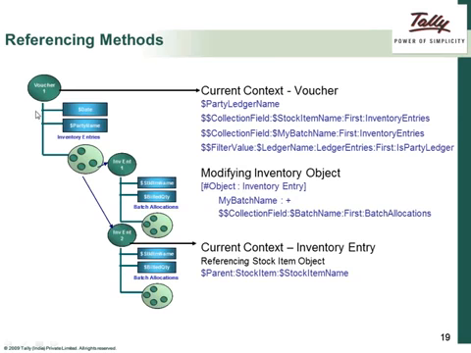So this is one example. Assuming that the current context mentioned that the report level is object voucher. Then when you write $party ledger name, you get the party ledger name. When you write the $collection field, the $stock item name first inventory, you get the first stock item name. Then similarly, when you write the function $collection field : batch name, first inventory entries. In first inventory entries, you will have to modify the object and then refer.